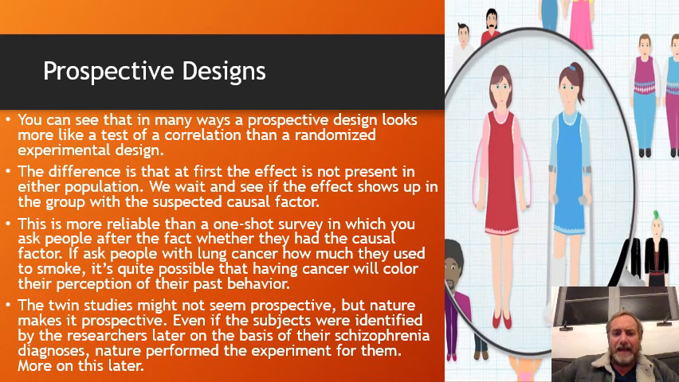Now, you may be asking, what's prospective about this? They didn't actually do that, right? They didn't identify these twins at birth and then wait to see if they developed schizophrenia. They went through hospital records, found people with schizophrenia, and then looked backwards. More on this later. We'll explain why this is still prospective in a moment.